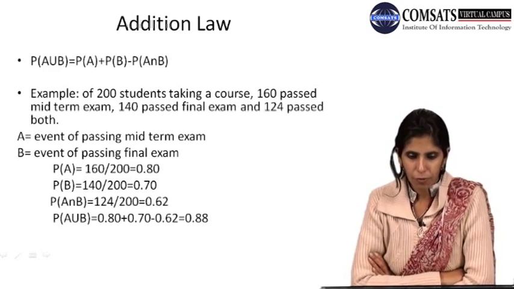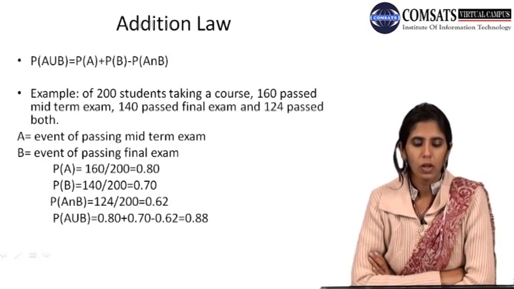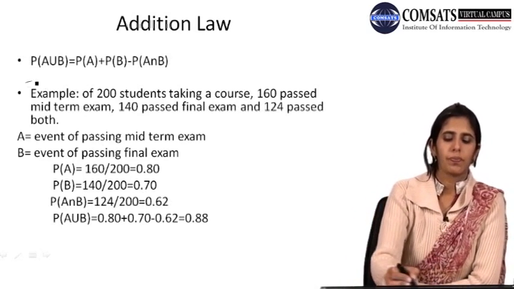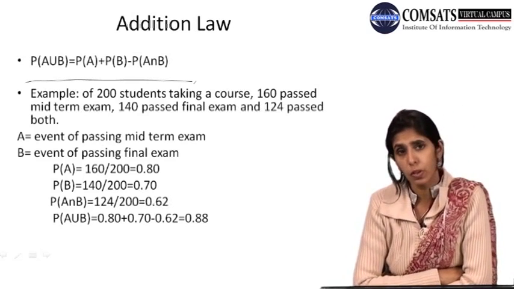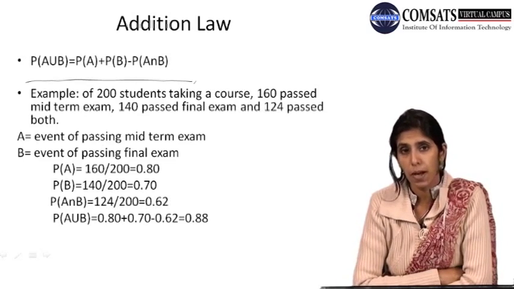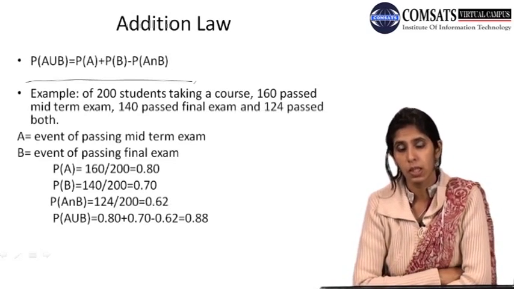Let's look at the example of addition law of probability. Now the law is this. This is the law, that probability of A union B is equals to probability of event A plus probability of event B minus probability of event A intersection B.